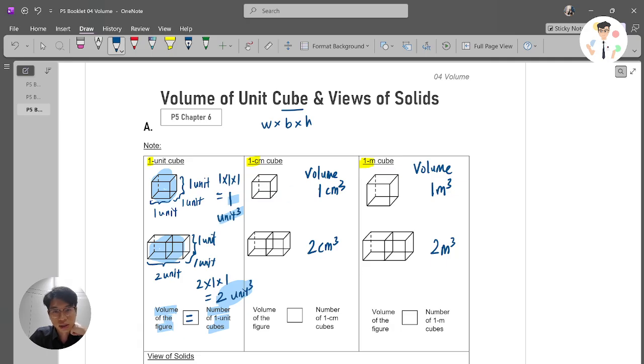When there's 1, here will be 1. Here 2, 2. So it's the same. When here's 1, here's 1. Here's 2, here's 2. It's the same. That is what I would like to share with you about this part.